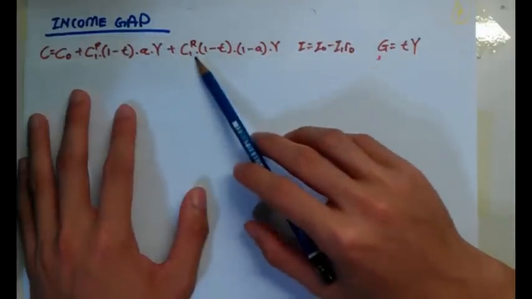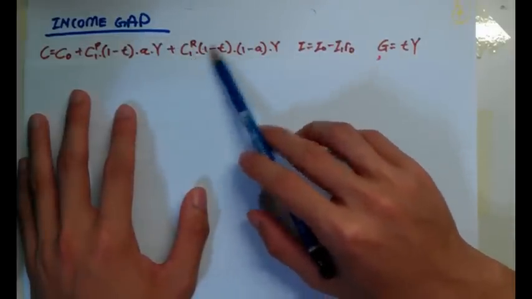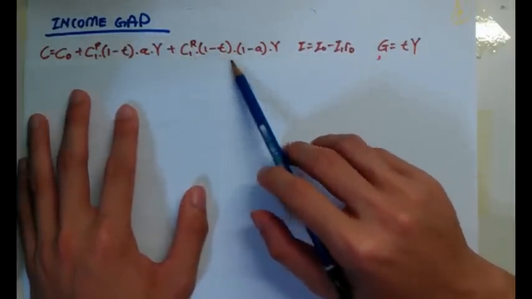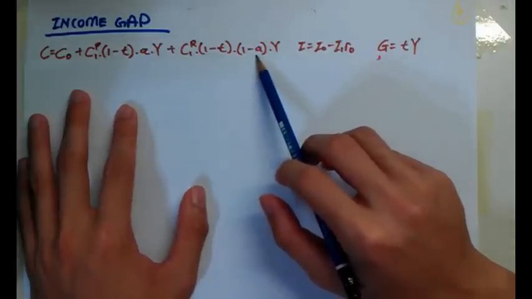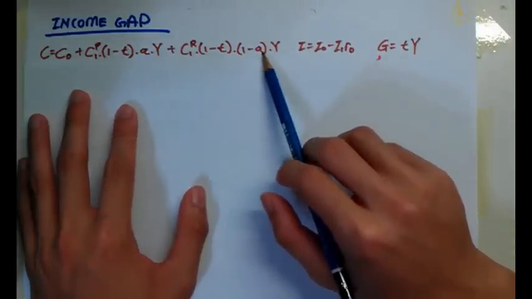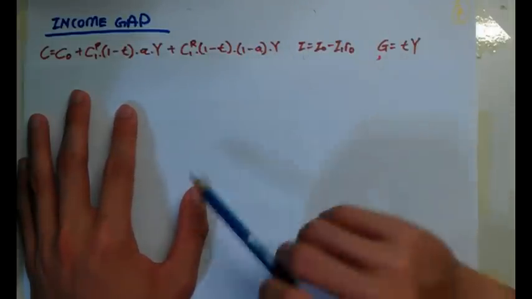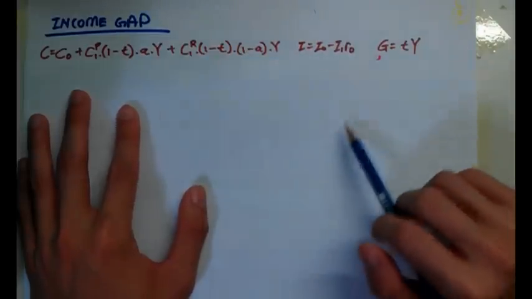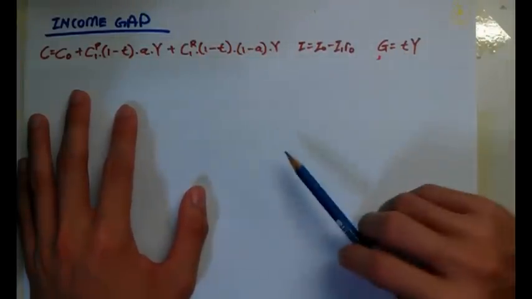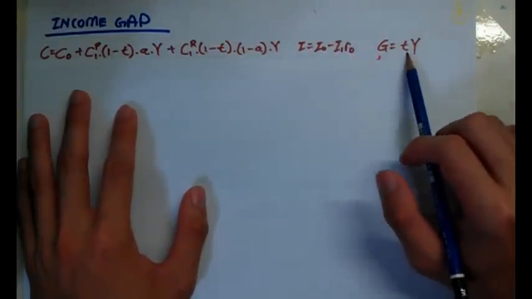And for the rich people, we have their MPC multiplied by 1 minus t, that's my proportional tax. And they earn the rest of the income, which is 1 minus alpha, multiplied by y. I is the same, and let's make it even more challenging. There's a balanced budget policy. So G will equal to small letter t times y.